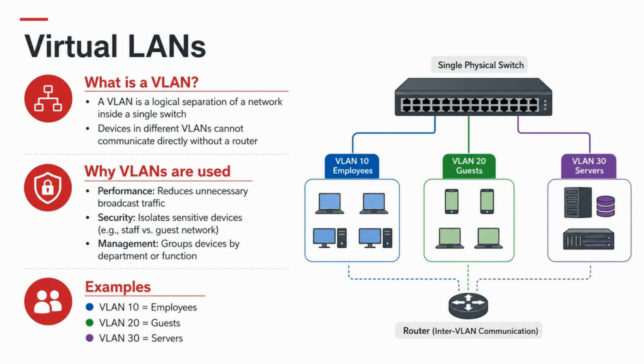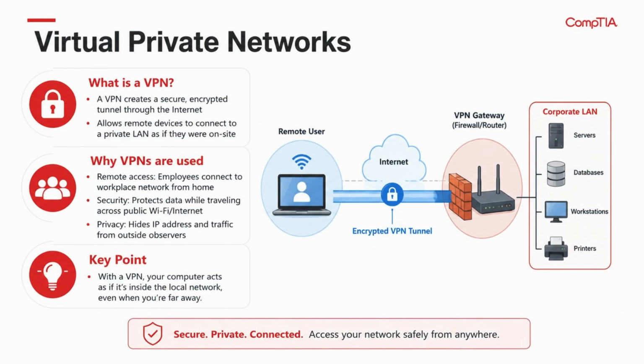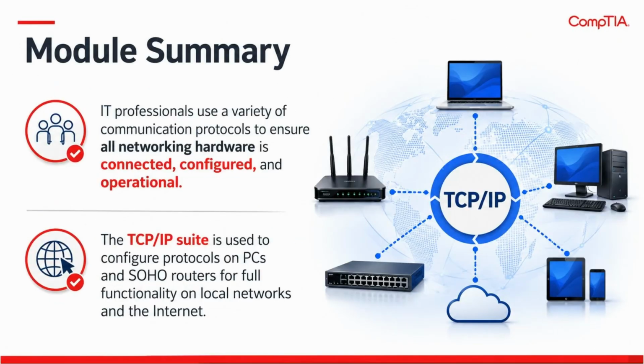VLANs provide logical segmentation. By grouping devices into distinct VLANs, like keeping employees, guests, and servers on separate segments, administrators can greatly enhance network security and manage broadcast traffic more efficiently. VPNs, or virtual private networks, create a secure, encrypted tunnel through the public internet. This allows remote users to connect to their private office network securely, as if they were physically connected at the office location.